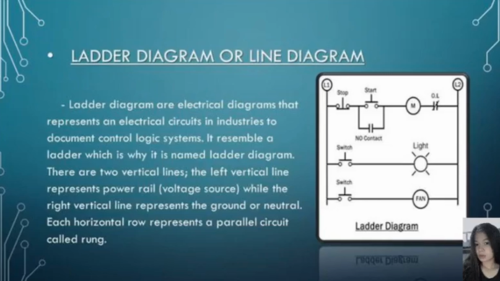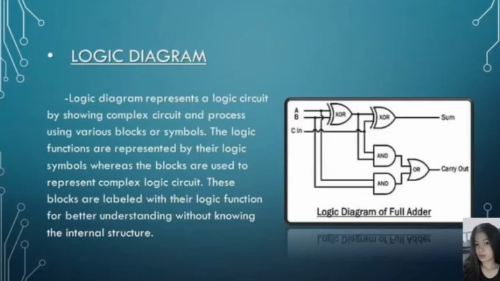Logic diagram. A logic diagram represents a logic circuit by showing complex circuits and processes using various blocks or symbols. The logic functions are represented by their logic symbols, whereas the blocks are used to represent complex logic circuits. These blocks are labeled with their logic function for better understanding without knowing the internal structure. Logic diagrams are used to represent the start, stop, and execution of a circuit. The diagram should also be able to represent the various timing devices found in the actual circuit.